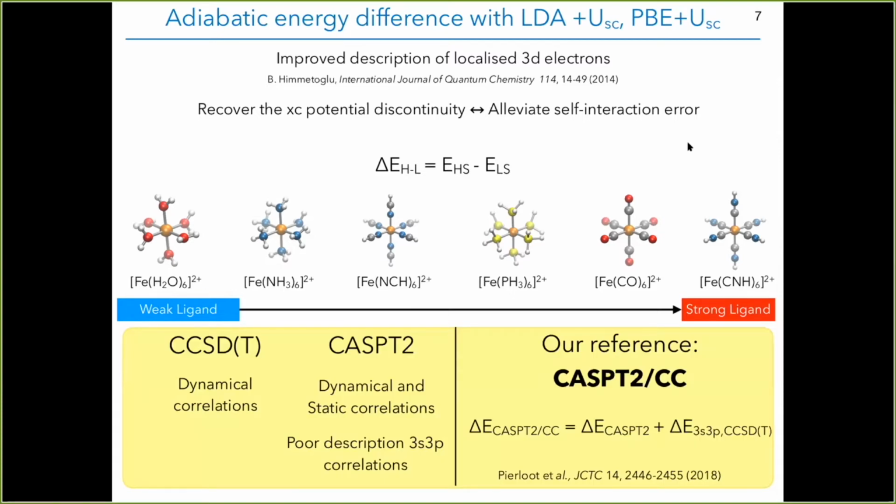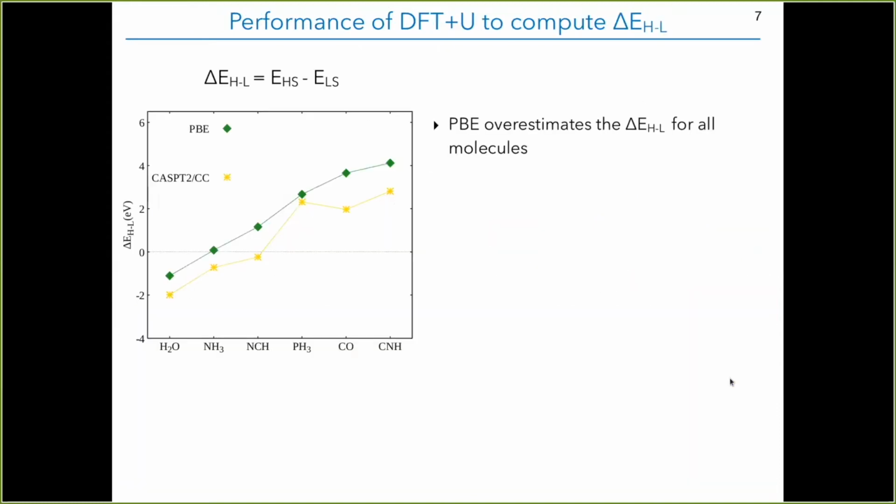And we use as a reference value the delta E computed with the CASPT2 corrected coupled cluster method. This method, in fact, was introduced in 2018 by Pierre, and the idea is that of merging the CASPT2 method with coupled cluster. So the total adiabatic energy difference is the sum of the CASPT2 delta E plus the effect of the electronic correlation from the 3s-3p levels computed with coupled cluster.